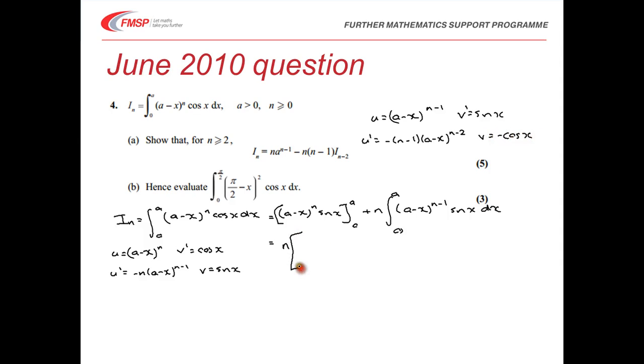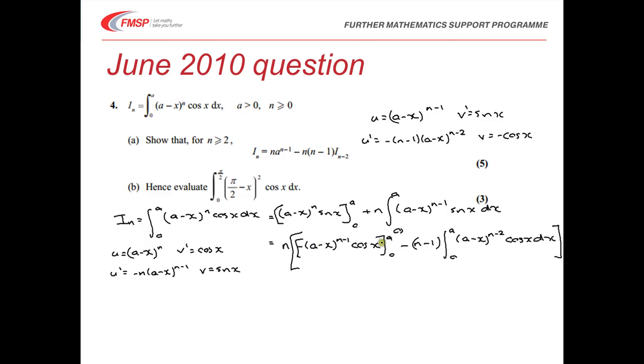So if we apply that, and we'll put all this inside square brackets just to be careful, we've got minus (a minus x)^{n-1} times cos x, and again that needs to be evaluated between 0 and a, and then we're going to have minus the integral of u' times v. So we will have that minus sign there. We'll leave the (n minus 1) out at the front. We've then got the integral from 0 to a of (a minus x) to the power of n minus 2 times cosine of x dx, and that's all in a square bracket, all multiplied by n here at the front.